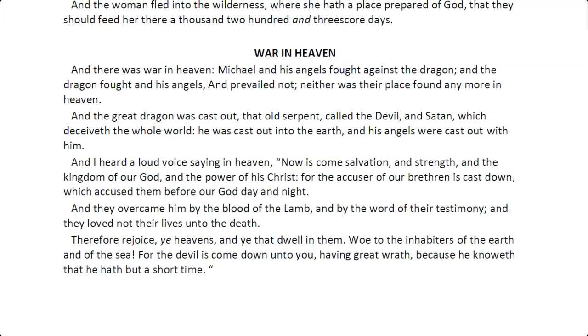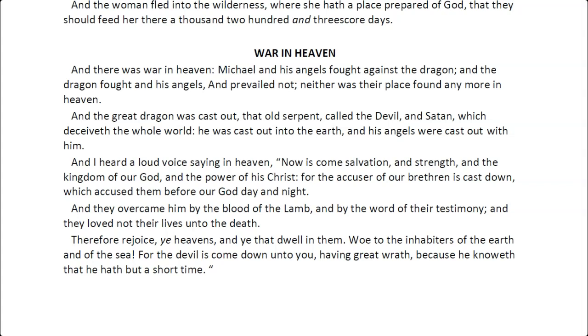And there was a war in heaven. Michael and his angels fought against the dragon, and the dragon fought and his angels, and prevailed not. Neither was their place found any more in heaven. And the dragon was cast out, that old serpent, called the devil and Satan, which deceiveth the whole world. And he was cast out into the earth, and his angels were cast out with him. And I heard a loud voice saying in heaven, Now is come salvation and strength, and the kingdom of our God, and the power of his Christ.